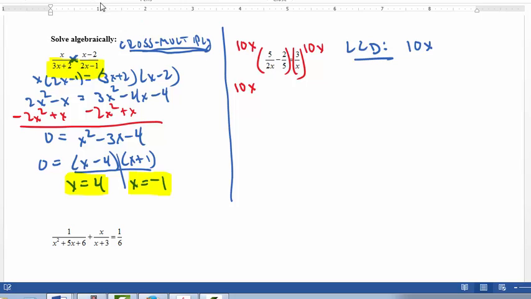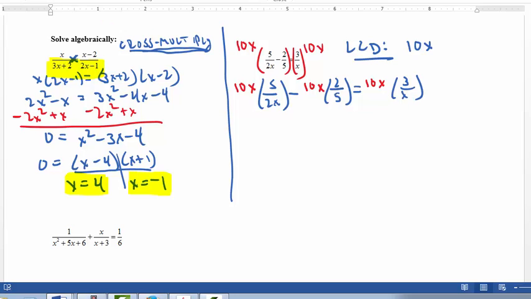So what ends up happening is, and I can write this out so you can see it a little bit more clearly maybe, you have 10x times 5 over 2x minus 10x times 2/5 equals 10x times 3 over x.